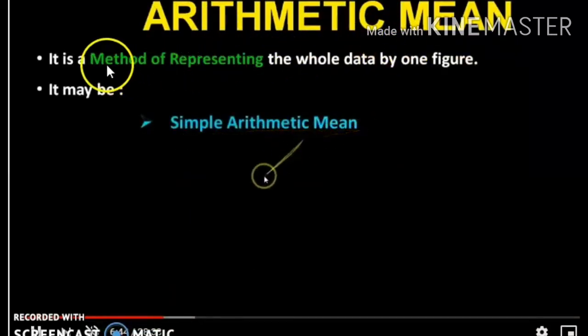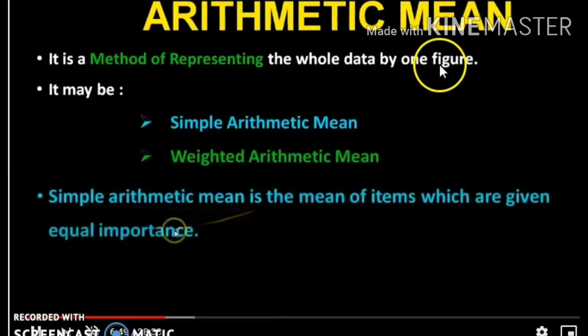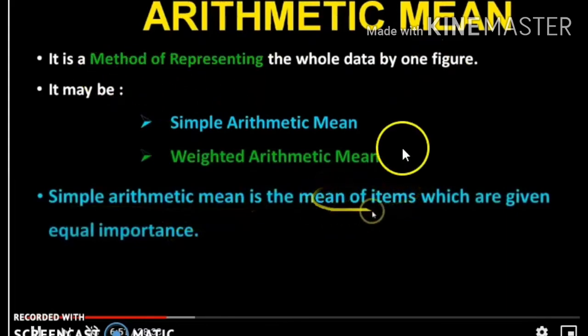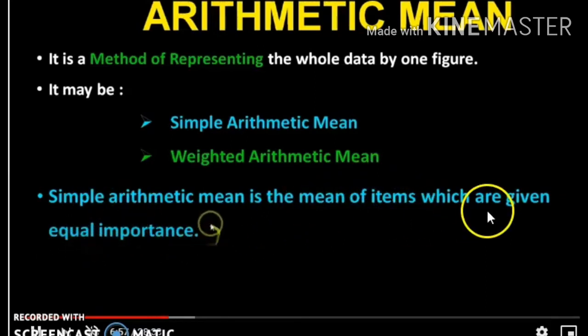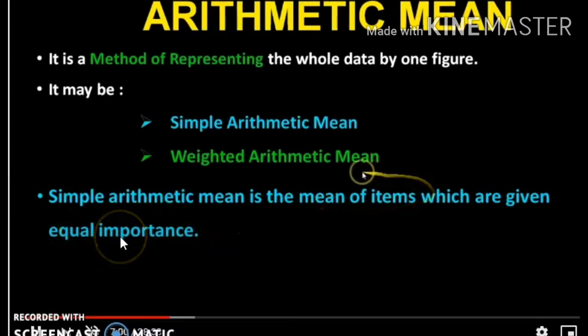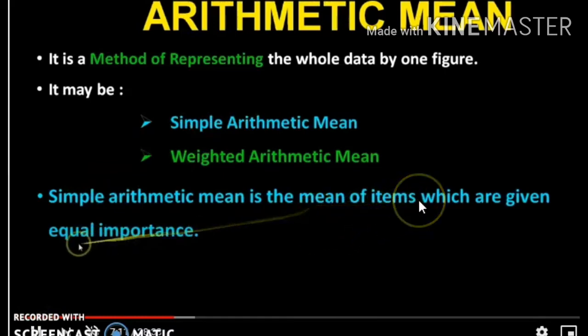Arithmetic mean is a method of representing the whole data by one figure. It may be simple arithmetic mean or weighted arithmetic mean. Simple arithmetic mean is the mean of items which are given equal importance. Simple arithmetic mean is to be studied by you now, and the other things you will study later.